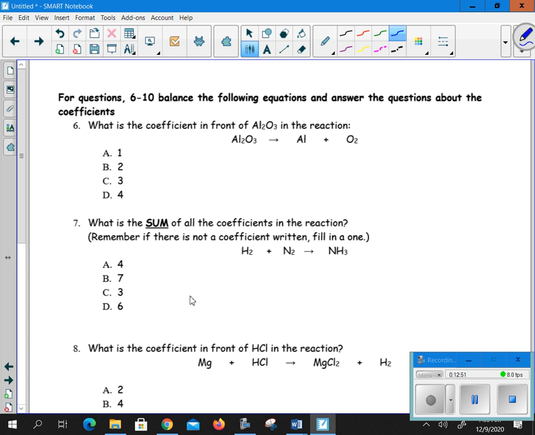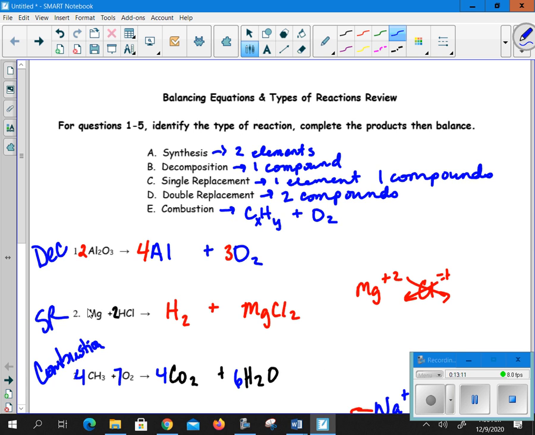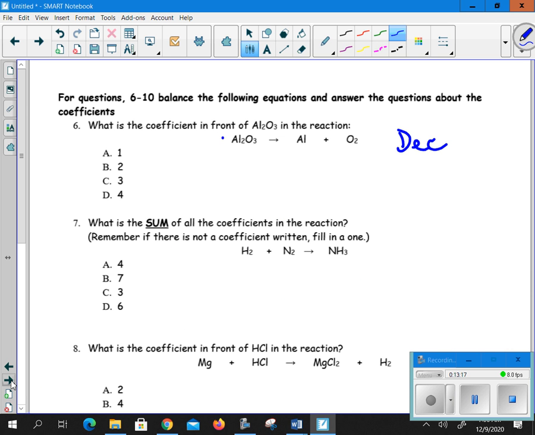If I had this reaction, first of all, what type of reaction is it? There's a single reactant, so this would be a decomposition reaction. It's always good to go ahead and do those things, even though the questions don't ask. And then we could balance. And this one, I believe, was the same one we did previously in our examples. Yeah, our original one. So we have a 2, a 4, and a 3. And so then I was asking what's the coefficient in front of the Al2O3? Well, that would be a 2.